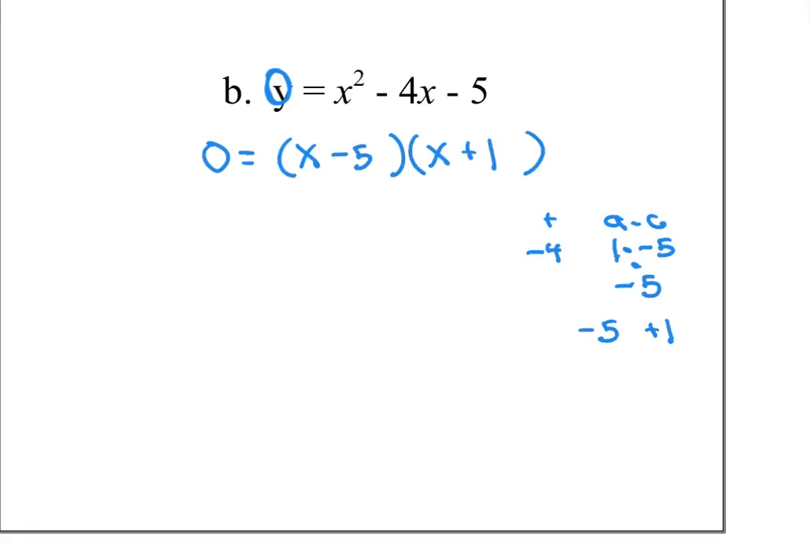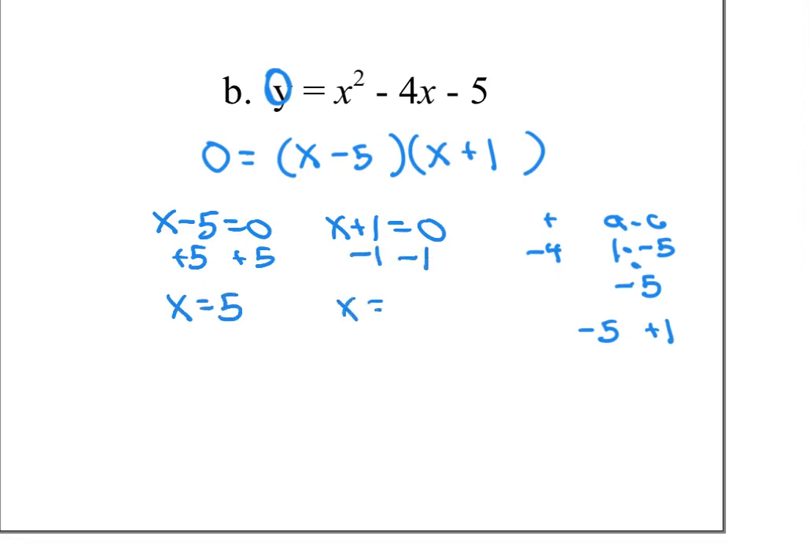So now that I've factored it, I'm going to set both of these binomials equal to 0. So I have x minus 5 equals 0 and x plus 1 equals 0. I will add 5 to both sides to solve for x, and I'll subtract 1 from both sides to also solve for x. So it looks like this parabola has two solutions.